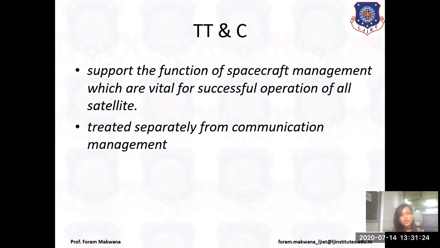Now, what do you mean by telemetry? What do you mean by tracking? And what do you mean by command system? The command system is basically used to command the satellite to maintain its specific attitude as well as the orbit. Then this command is going to be given from the Earth station to the satellite with the help of communication link, okay, to maintain its orbit as well as its attitude.